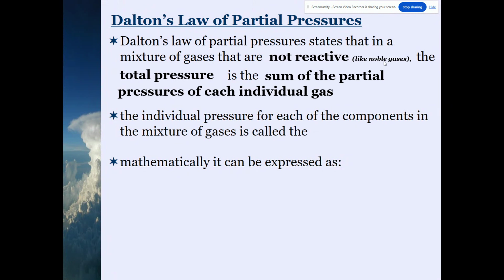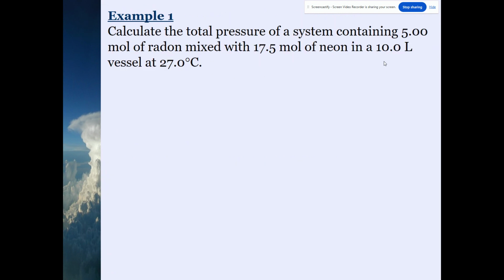Dalton's law of partial pressures states that when gases do not react, they just mix together, the total pressure of the system is just found mathematically by adding each individual gas pressure together. Okay? So it is the sum of what we call the partial pressures of each individual gas. So let's look at the following example.